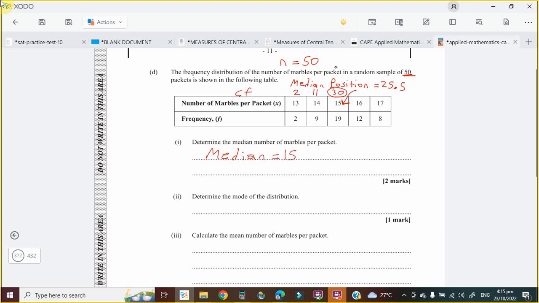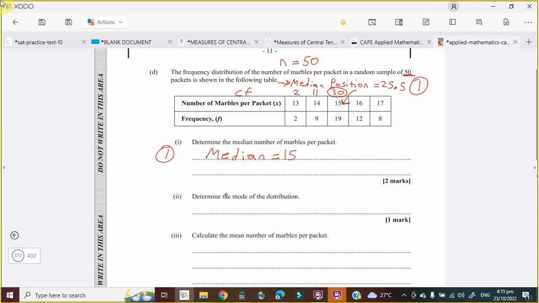Now, gentlemen, please write this on your paper. Notice it was worth 2 marks. So if you just write median equal 15, that's 1 mark. You have to do what Jaden said: show them that it's a half of n plus 1 to get the median position. Very good, Jaden, I heard you say it. 50 plus 1 divided by 2. You have to show that part too.